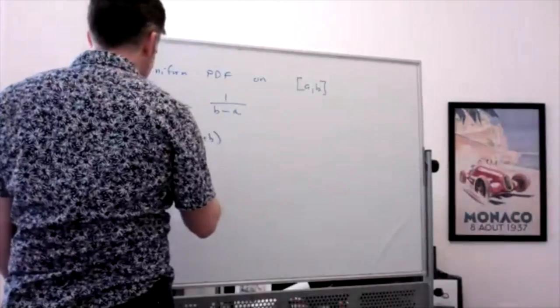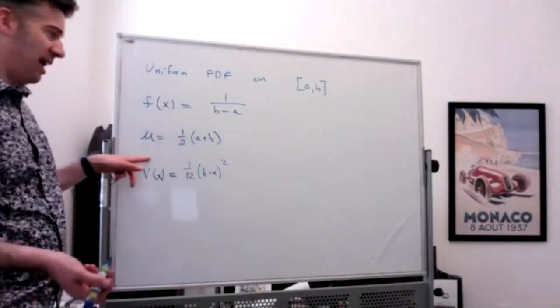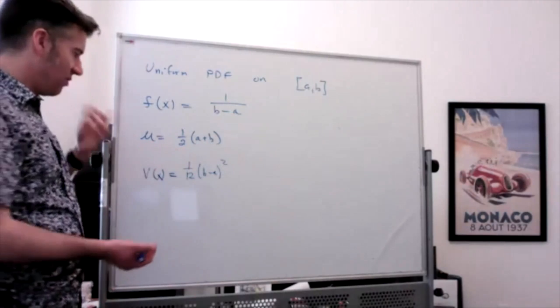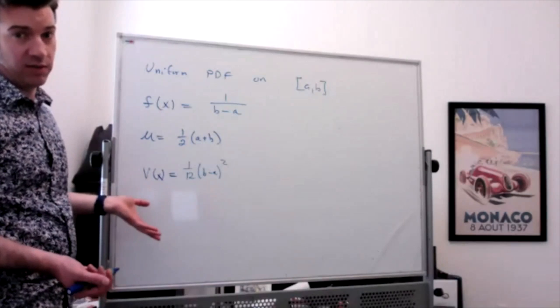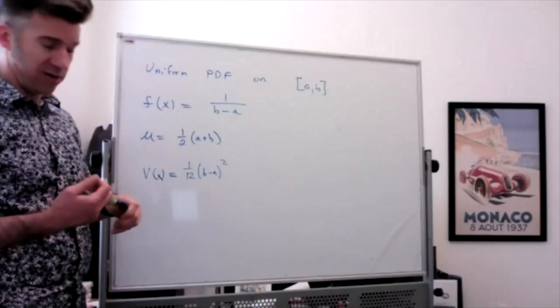I don't think you really need to memorize these so much. It's kind of impossible not to memorize this one because the mean is just halfway between your endpoints. This one is not super necessary to memorize. You could, but it's not hard to calculate the variance. For a uniform probability density function, the calculations aren't hard because your function is just a constant.